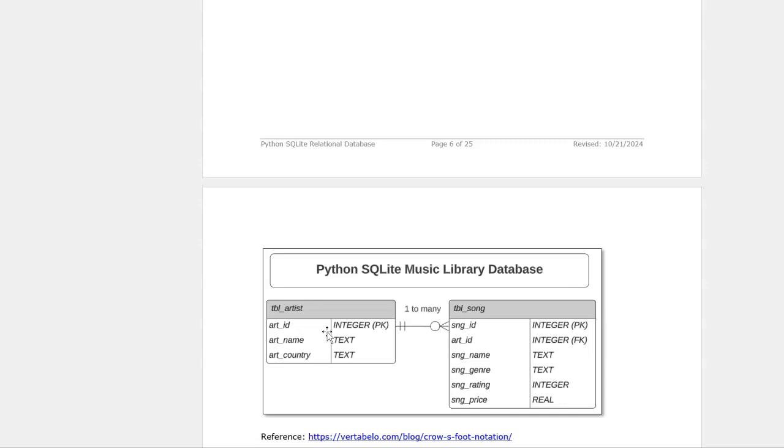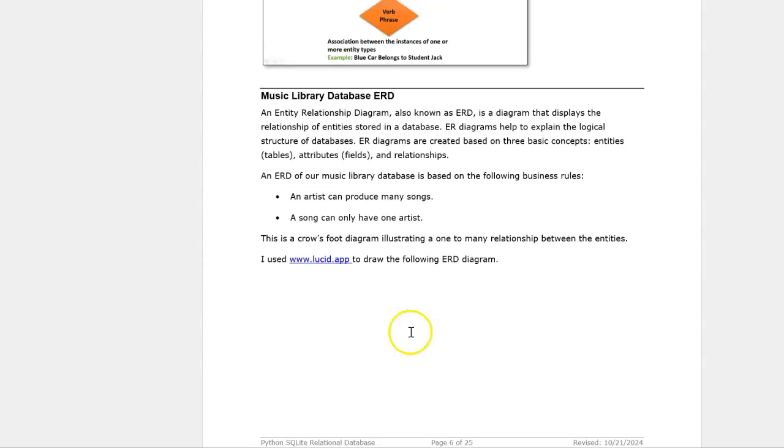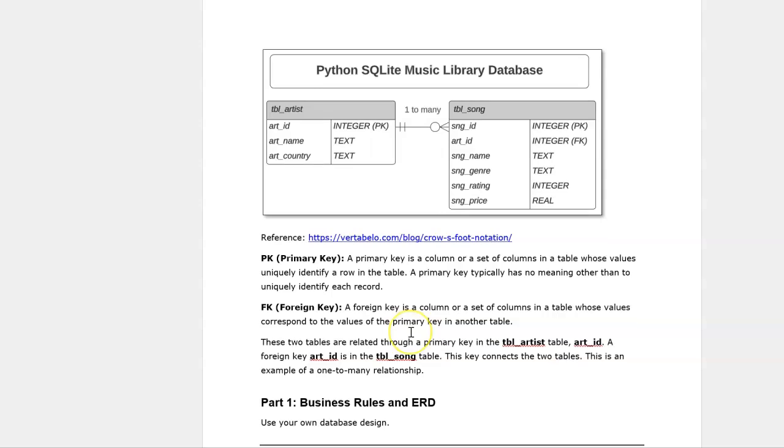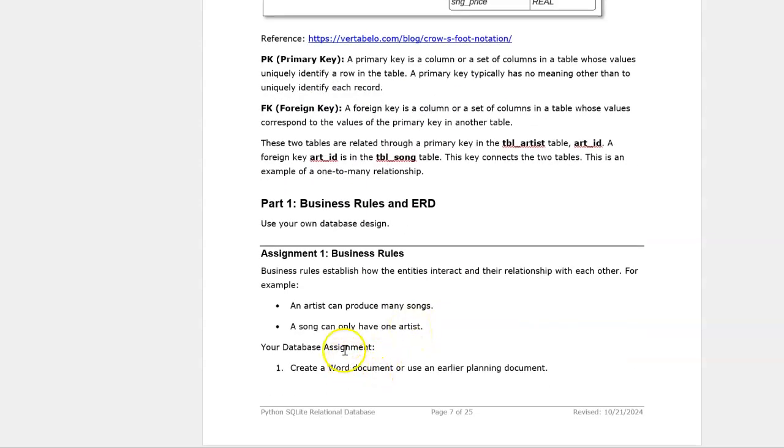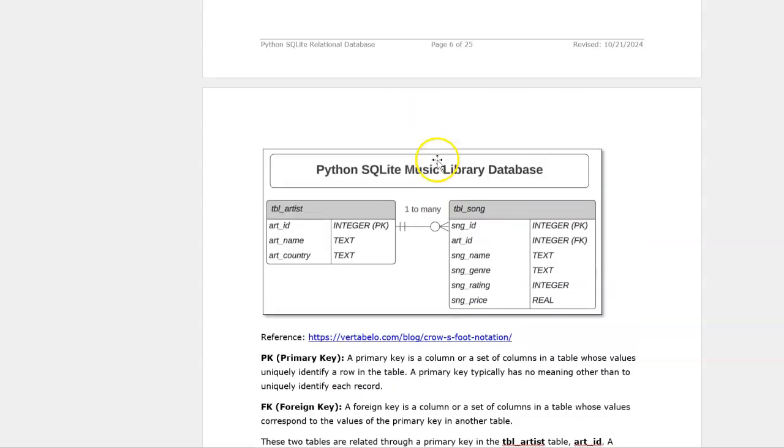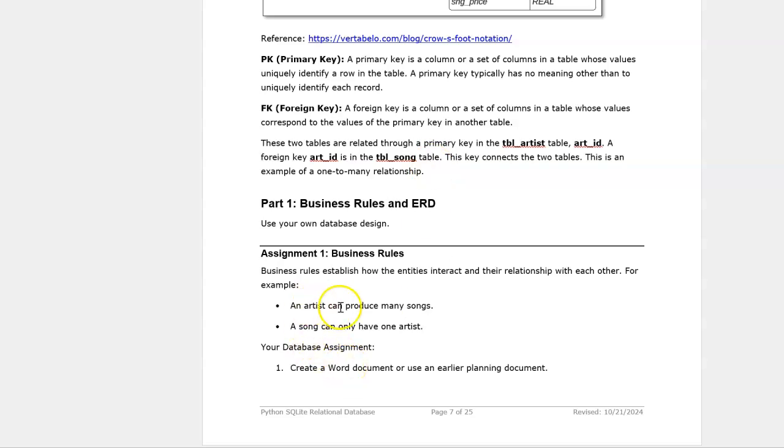So this is a graphical depiction of our relationship. There's another part called business rules. So business rules are just what I was saying. An artist can produce many songs. A song can only have one artist. Okay? In your database, you want to come up with the business rules.